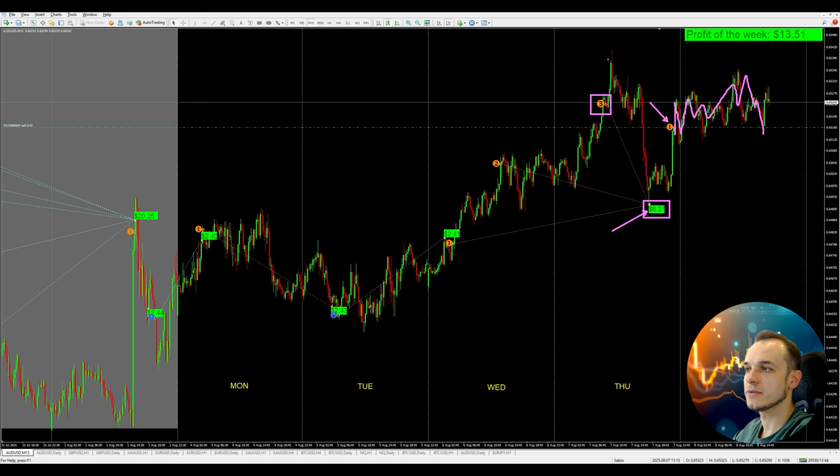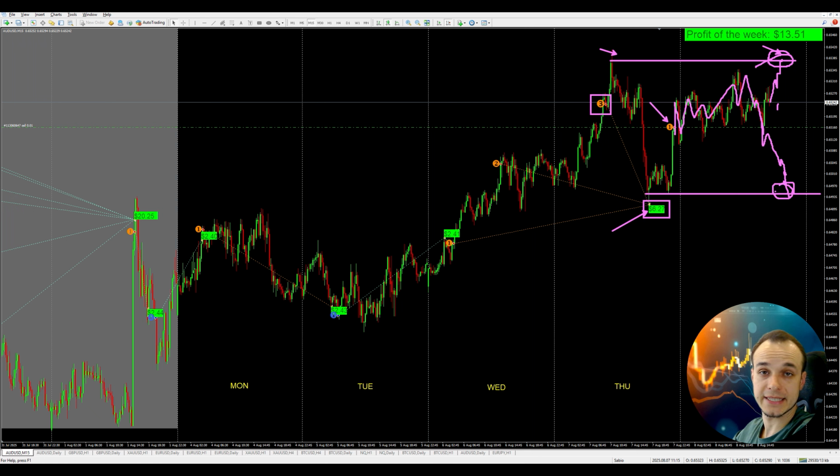Now we have actually 2 options. If the market grows and reaches the previous local high, we're gonna sell again and average our position, or we'll wait till the market falls down to the previous support level and we'll close our trades with a profit. The profit of this week amounted to $13.